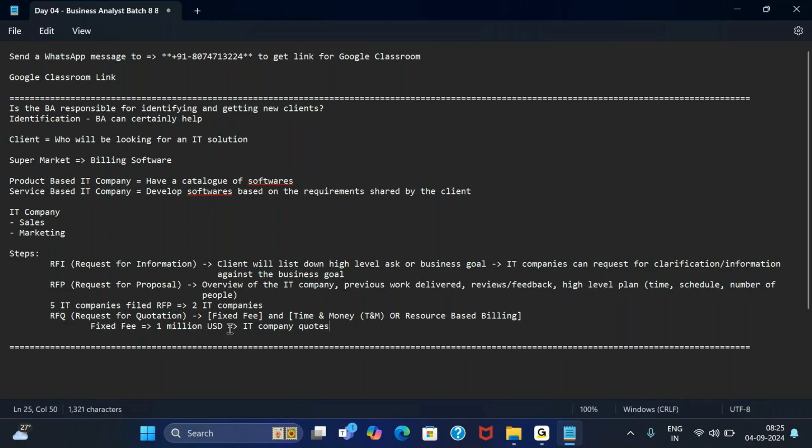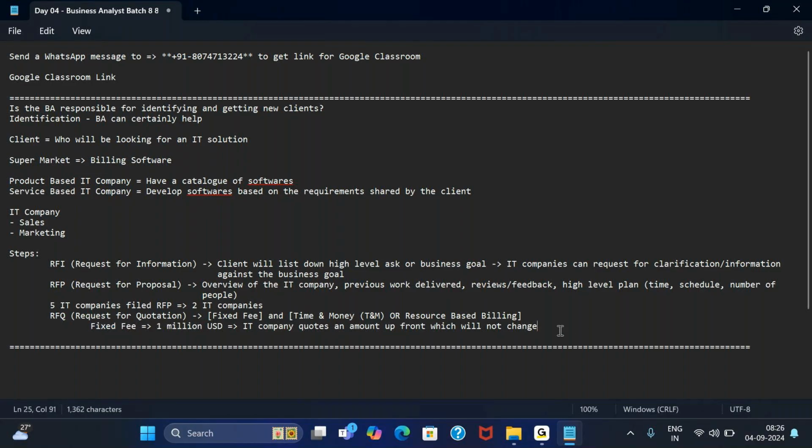The IT company quotes an amount upfront, which will not change. So tomorrow the IT company cannot come to the client and tell that, you know what, $1 million is less, let me increase the price to $2 million. They cannot change it. That is why the name fixed fee. This is a fixed amount. Once this amount is finalized, once we have a contract, the IT company cannot change that amount. Not just the IT company, even the client cannot change it.